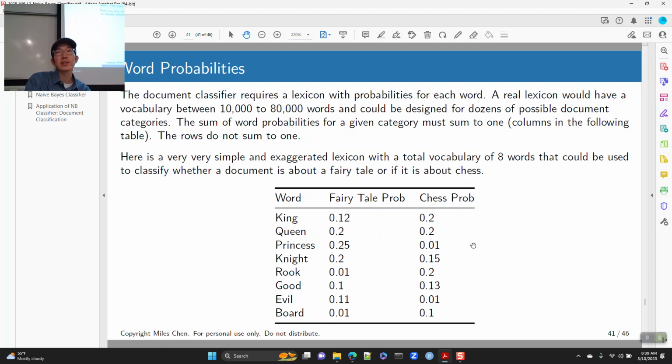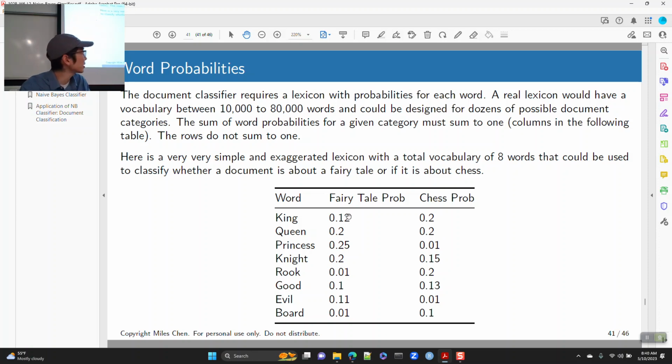Okay? This is a very, very simple, exaggerated lexicon. We're going to say we have a total of 8 words in our entire English vocabulary, and we have 2 classifications. Our document can be about fairy tales, or a document can be about chess. And we might have words like king, queen, princess, knight, rook, good, evil, and bored.